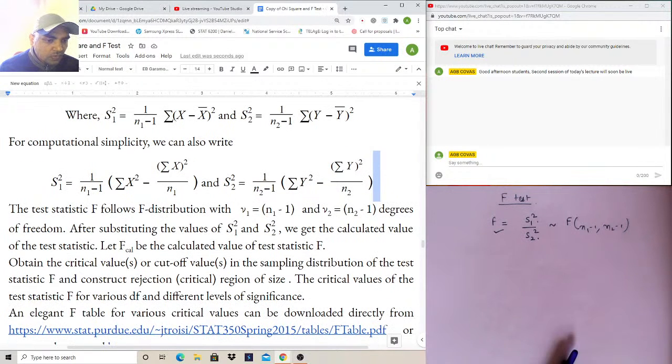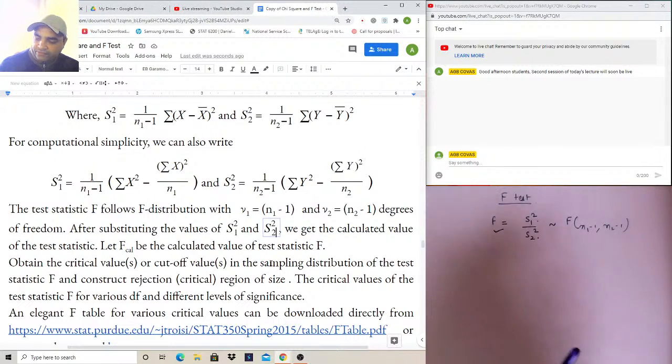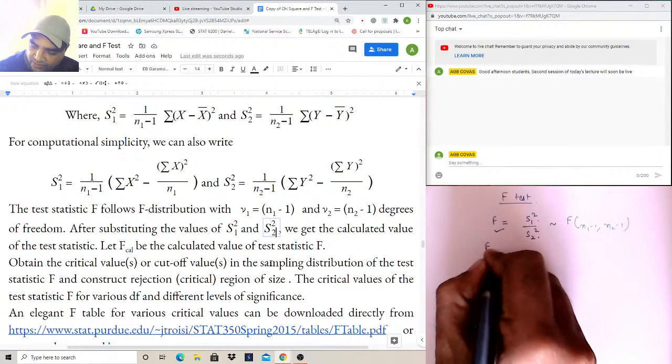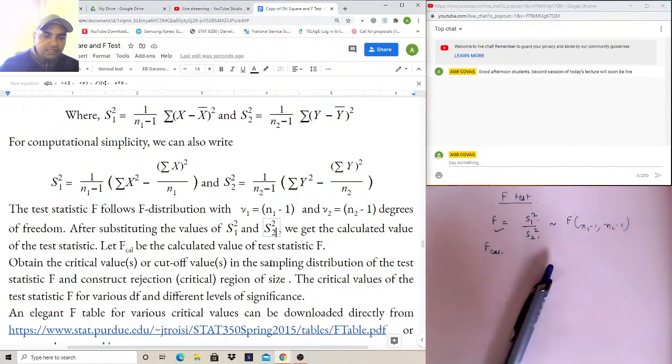So your test statistic F follows the F distribution with v1, that is n1 minus 1, and v2, that is n2 minus 1, degrees of freedom. After substituting the values of s1 square and s2 square, we get the calculated value of F, which we call F calculated. We will compare this with the table value of F.